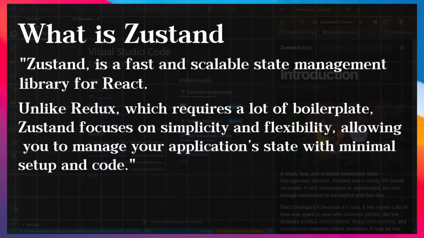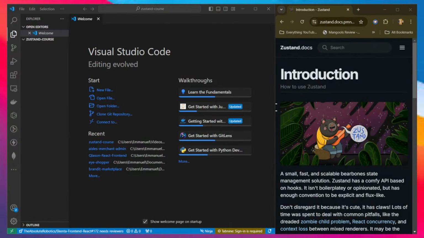So let's get started. So what is Zustand? Zustand is a fast and scalable state management library for React. Unlike Redux, which requires a lot of boilerplate setup, Zustand focuses on simplicity and flexibility, allowing you to manage your application state with minimal setup and code. So let's look at a simple example of how it works.